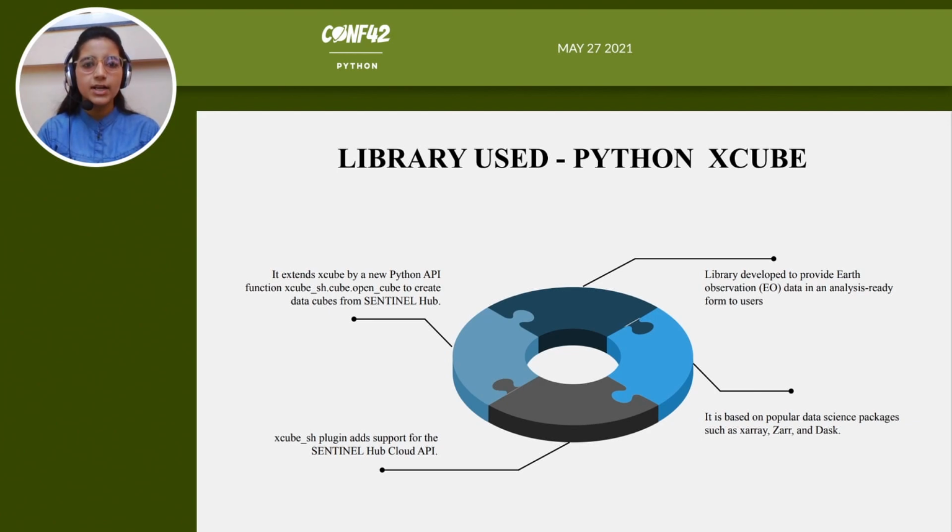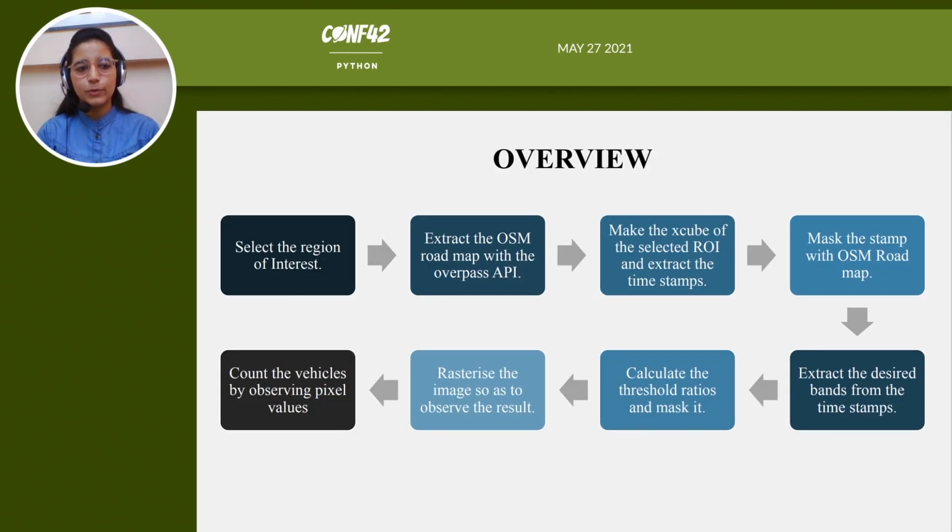At first, we generate an xcube-compatible Zarr data cube. For accessing Sentinel-2 data, we are using the xcube-sh plugin that adds support for the Sentinel Hub Cloud API. It extends xcube by a new Python API function, xcube_sh.cube.open_cube, to create data cubes from Sentinel Hub on the fly. It also adds a new CLI command to generate and write data cubes created from Sentinel Hub into the file system. This will be the overview of the process.